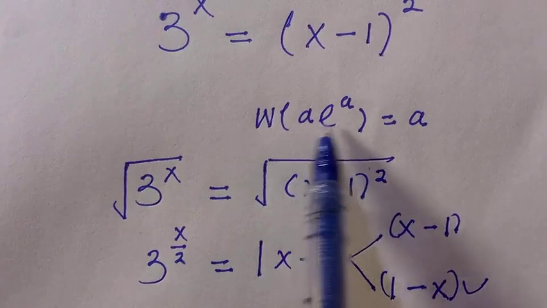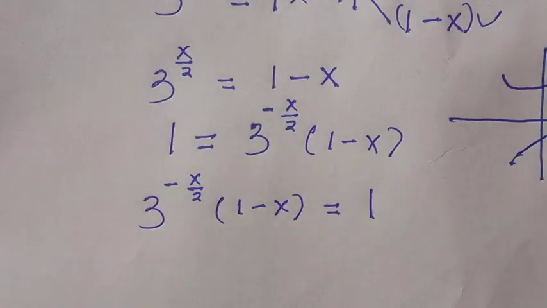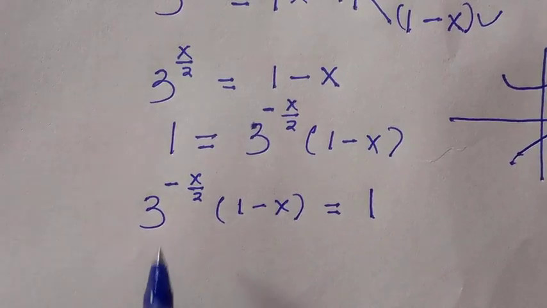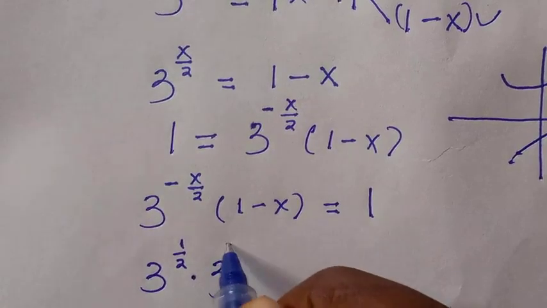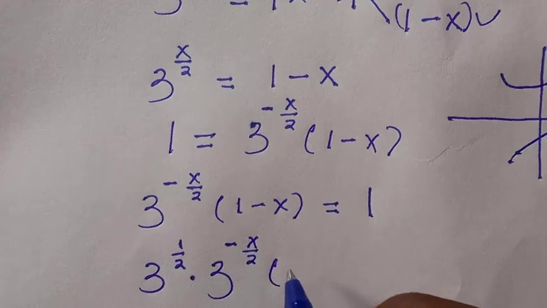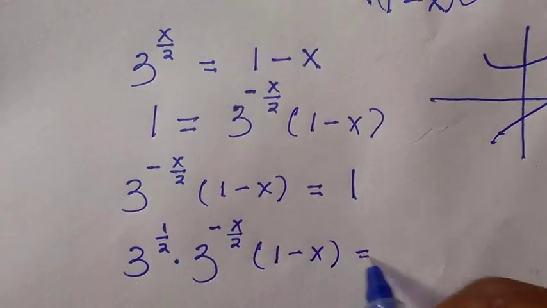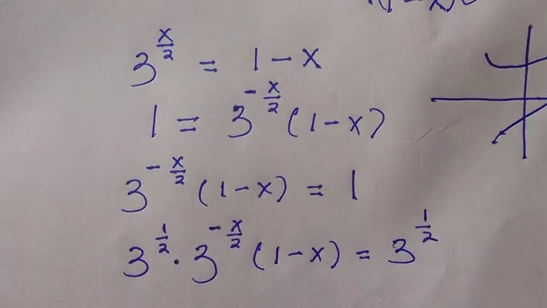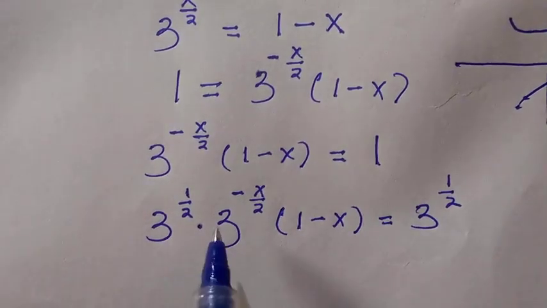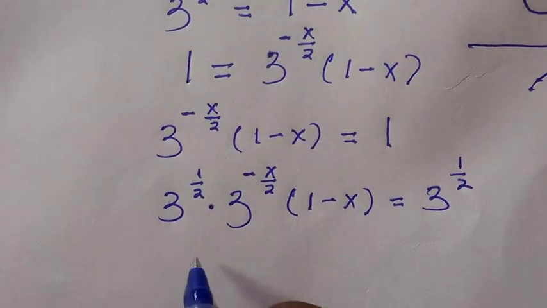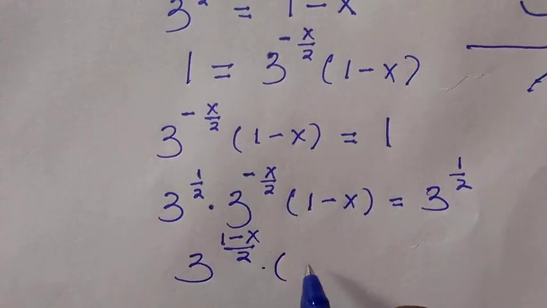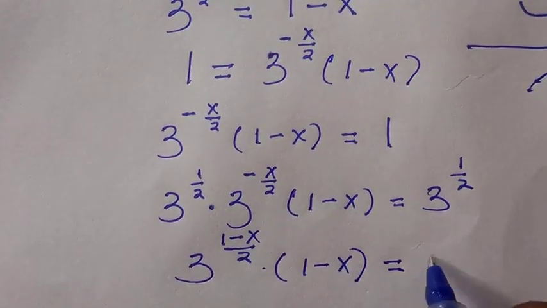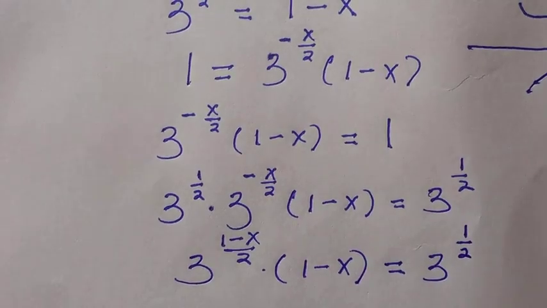Our goal is to get this in the form of the Lambert omega function, that is, anything we have at the back of this exponential must be the same as the power, and we haven't got that. So to get that, we are going to multiply this equation by 3 to the power of 1 over 2. So we have 3 to the power of 1 over 2 multiplied by 3 to the power of minus x over 2 times (1 minus x) equals 3 to the power of 1 over 2. With the same base and different powers, we add the powers together, and we have 3 to the power of (1 minus x) over 2 times (1 minus x) equals 3 to the power of 1 over 2.